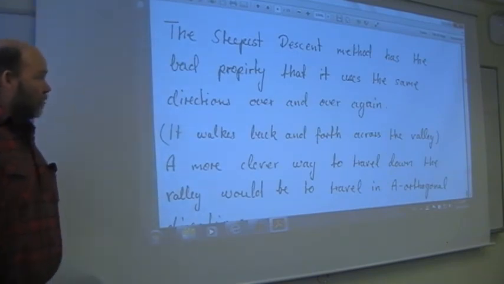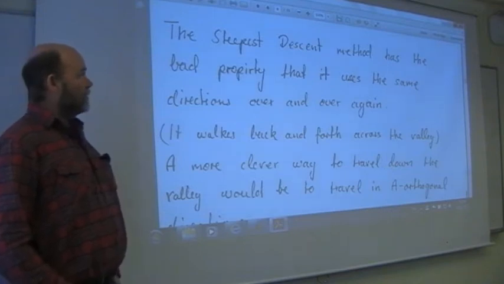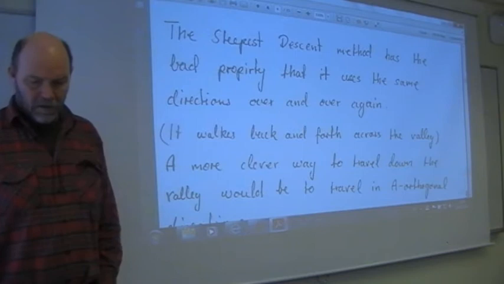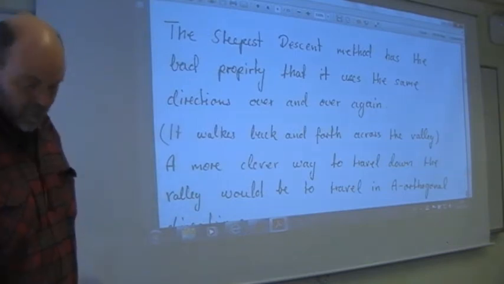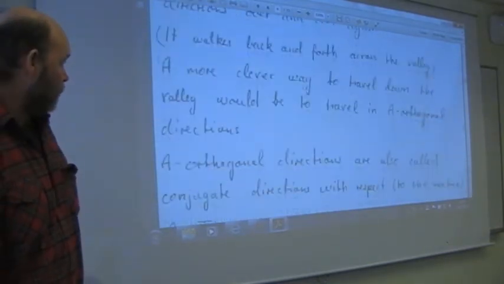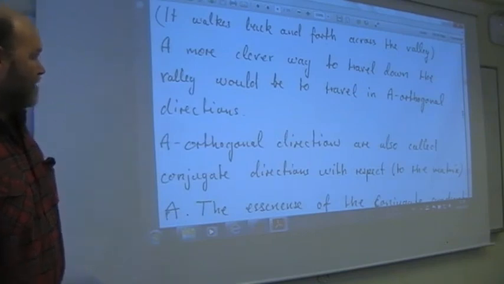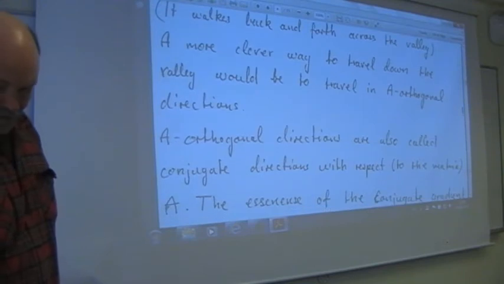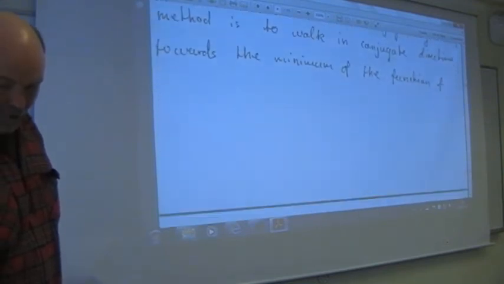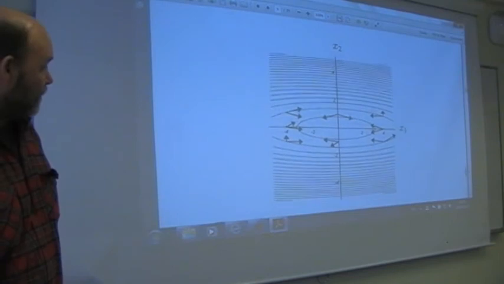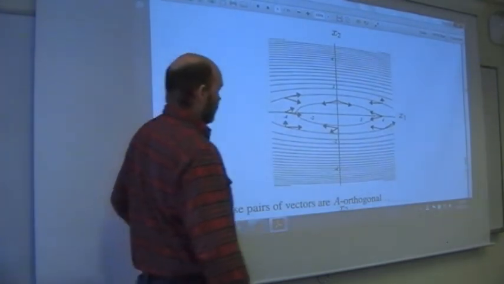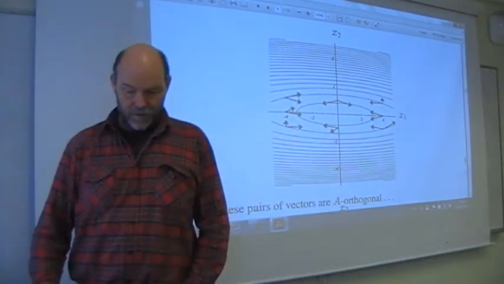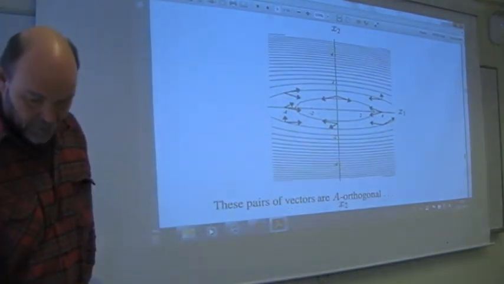So now, to try to make it more efficient. Steepest descent uses the same direction over and over and over again. To avoid it, we will go in what's called the A-orthogonal direction. Now, what is A-orthogonal? Well, that is when we have transformed this long elongated canyon into circles, circular terrain.